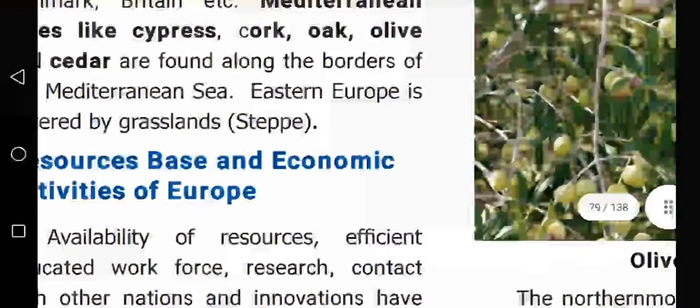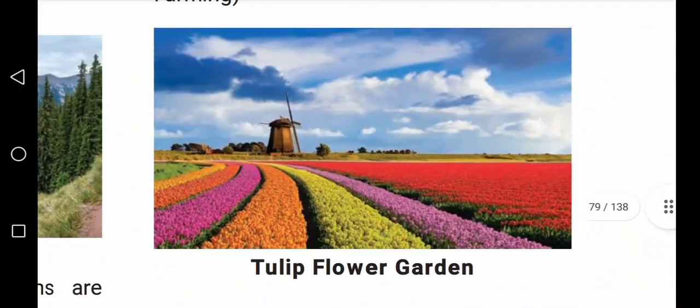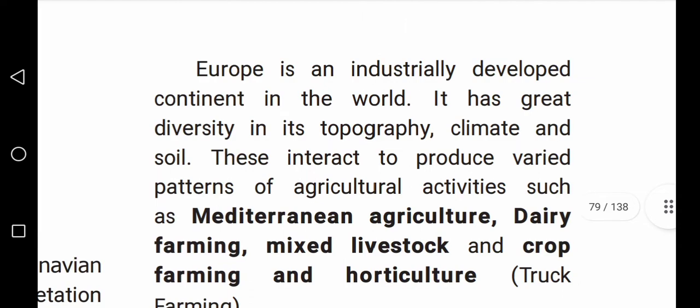Next one, Europe is an industrially developed continent in the world. Europe is an industry based continent. It has great diversity in its topography, climate and soil. So according to the climate and presence of soil, there is great diversity.